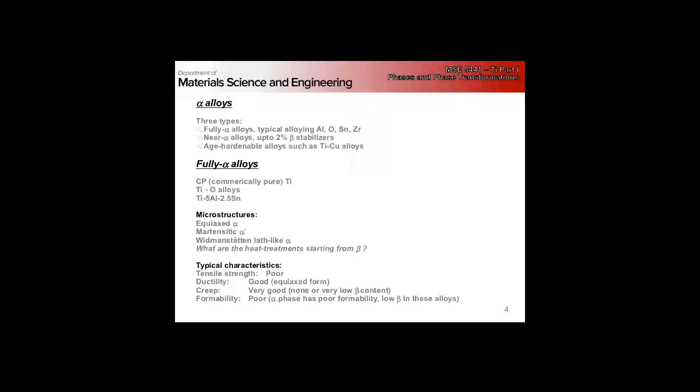So if we just think about the fully alpha alloys, of course we have commercially pure titanium, titanium oxygen. The oxygen content is going to do what? Strengthen, right? Adding oxygen to the titanium strengthens it. And then aluminum tin alloys. Depending on how we process them, we can get a range of microstructures. If we go up above the beta transus and cool very quickly, we can get a fully martensitic structure that we can then temper. We can have Widmanstätten lath-like alphas or an equiaxed structure.